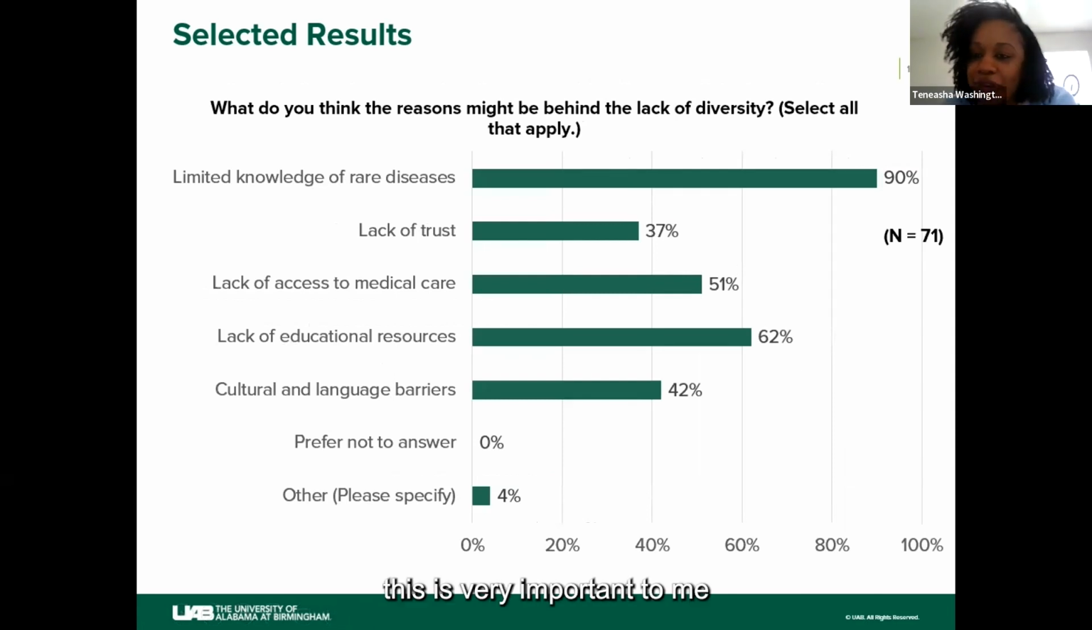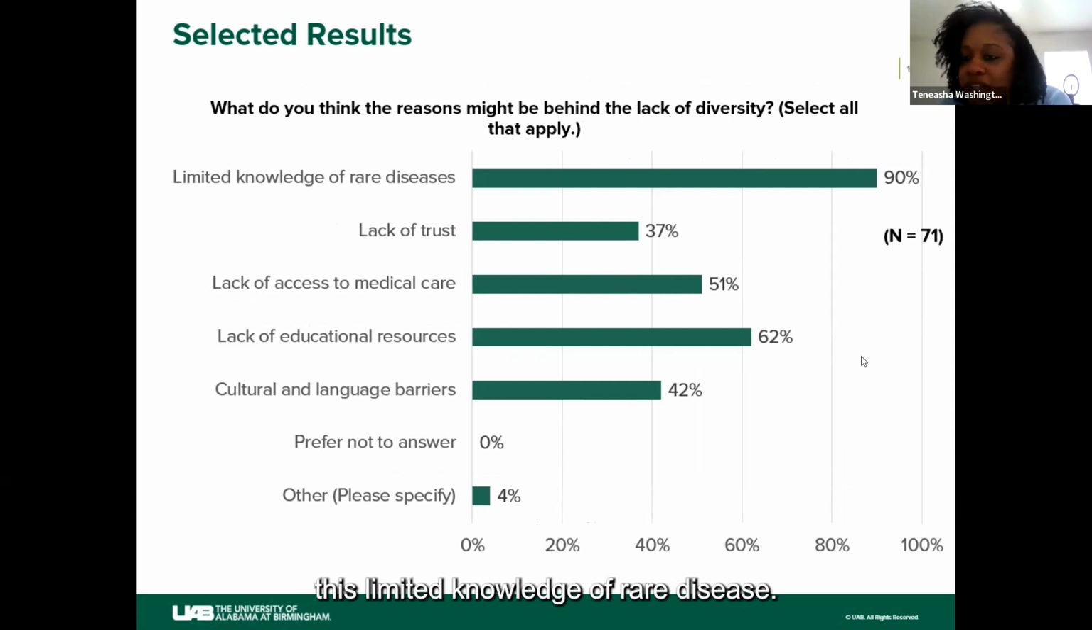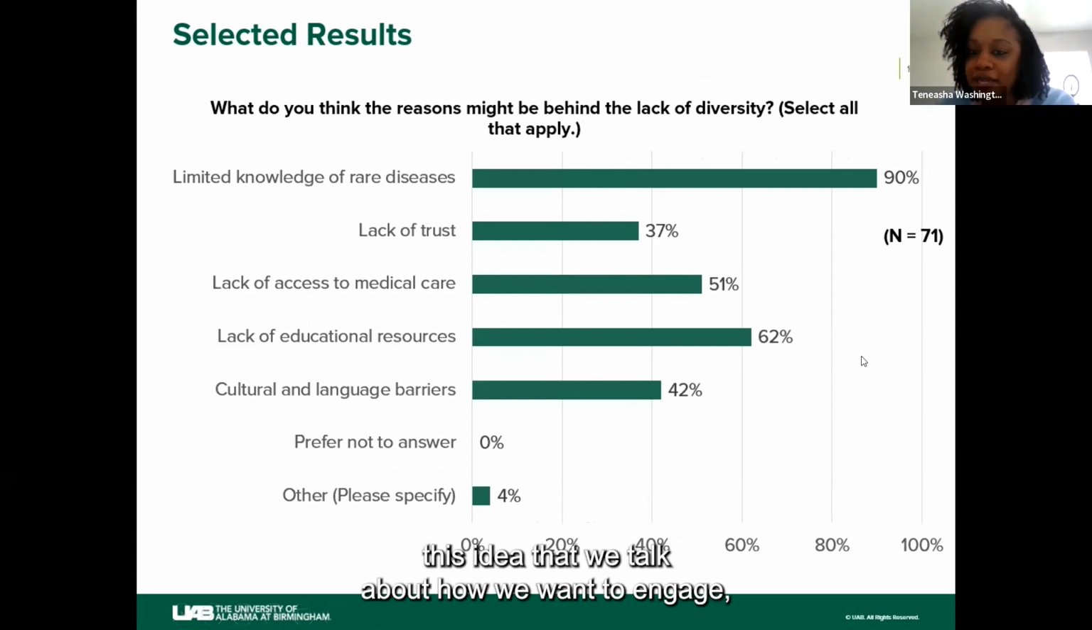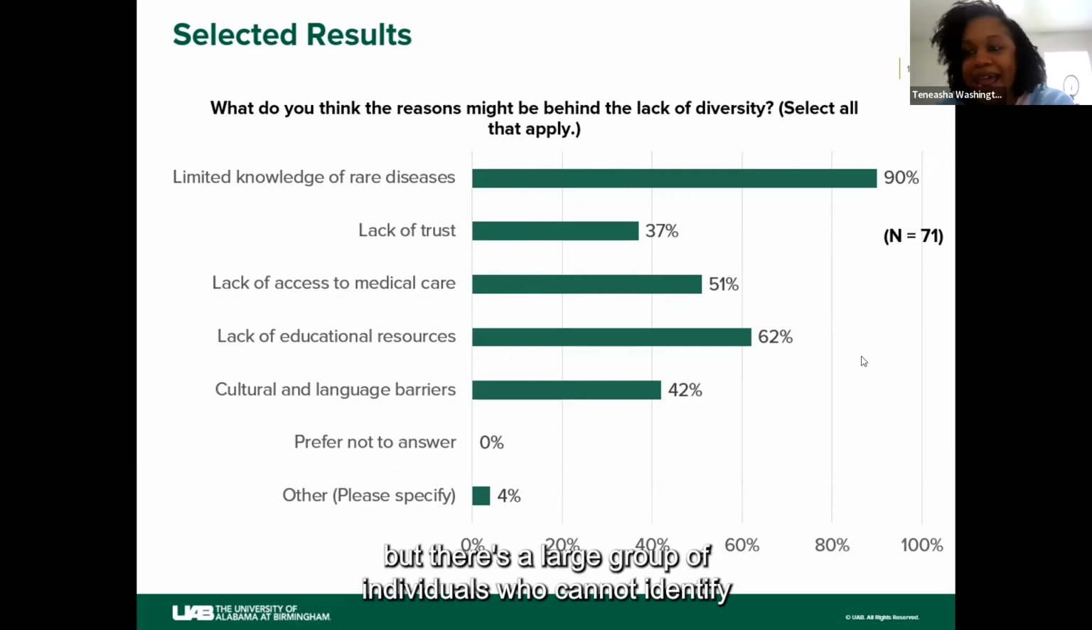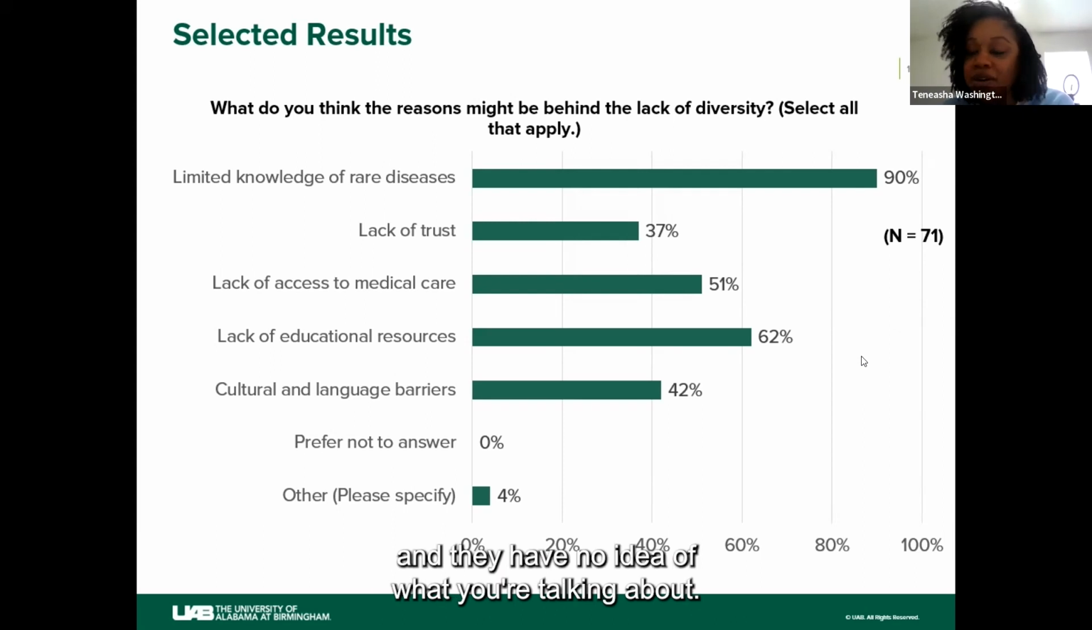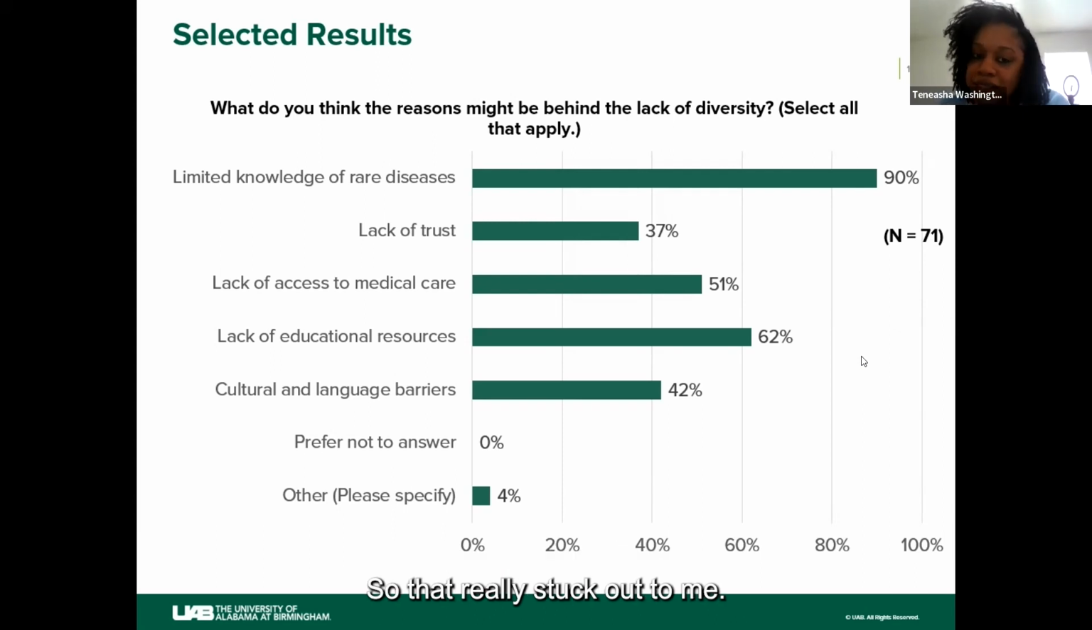And this is very important to me because, again, we talk about this a lot, but one of the questions we asked is, what do you think the reasons might be behind the lack of diversity? And 90% of those individuals really identify this limited knowledge of rare disease. And it's something that I have noticed myself within the space, this idea that we talk about how we want to engage, but there's a large group of individuals who cannot identify or are not well-versed in what a rare disease actually is. You can say rare disease all day and they have no idea of what you're talking about. So that really stuck out to me.